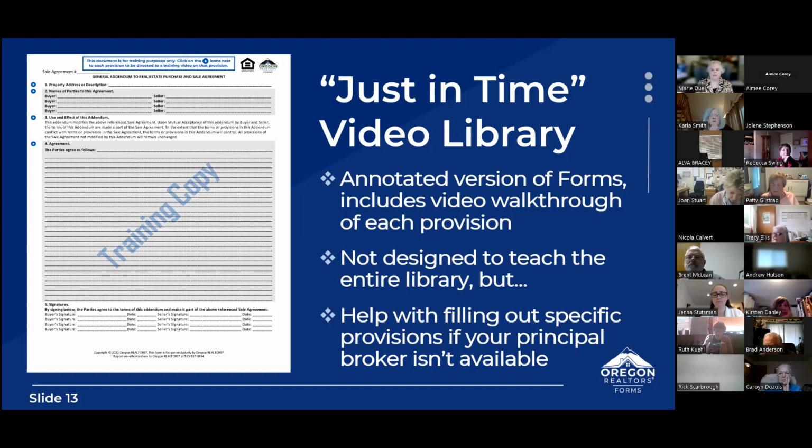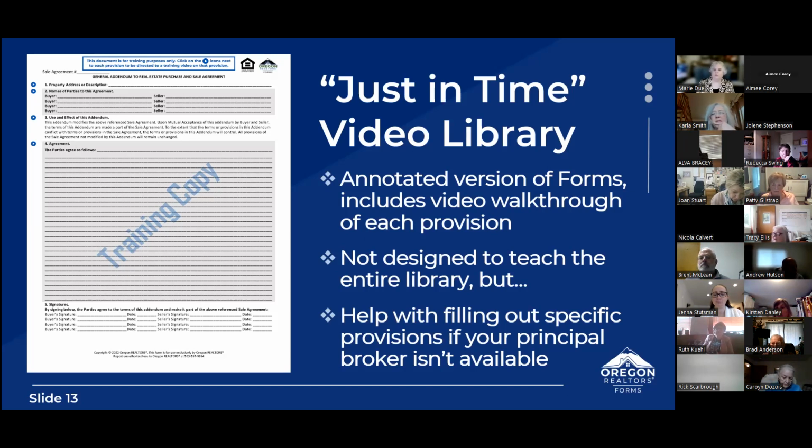Anyhow, getting back here. The video walkthrough of each provision. You're going to see how it's set up as we go forward in this class. You'll see how we have little instruction bullets that come through. So it's not designed to teach you the entire library. However, it is there so that you can get to the one form that you need.